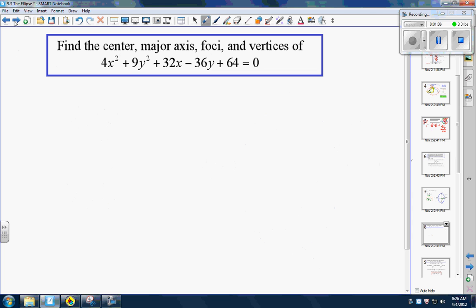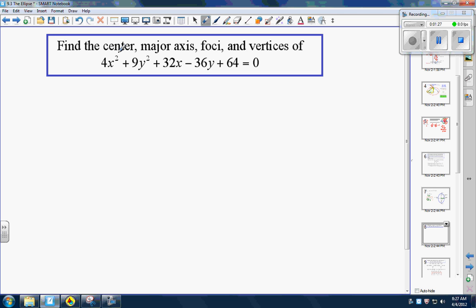Now, you're starting to see these again. Okay, so it's all in standard form here. Unlike the parabolas, we have an x squared and we have a y squared, so that tips us off that it needs to be either an ellipse or a hyperbola. We haven't done hyperbolas yet, so it's got to be an ellipse.